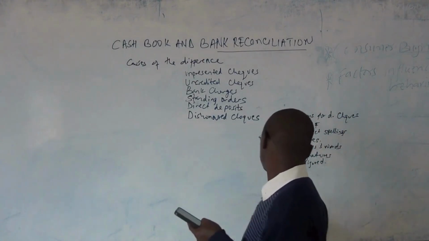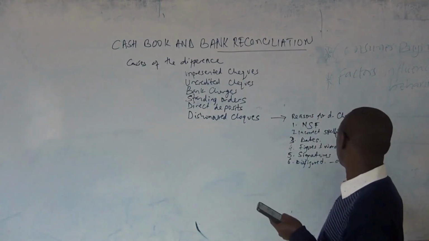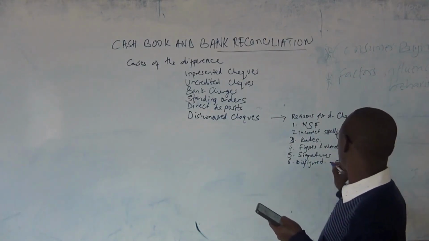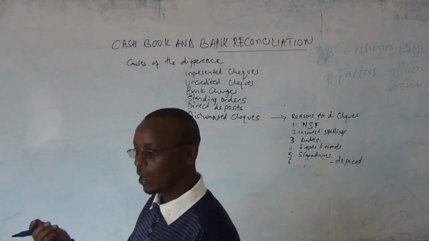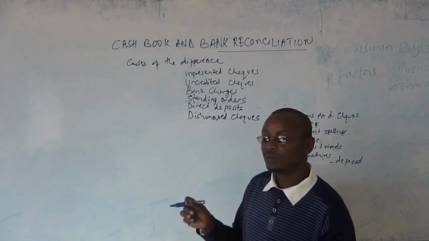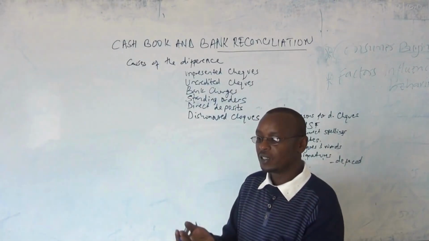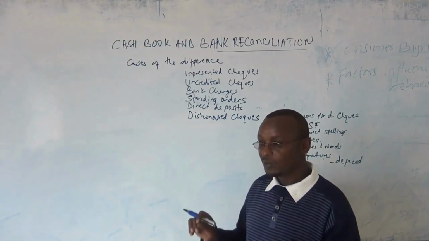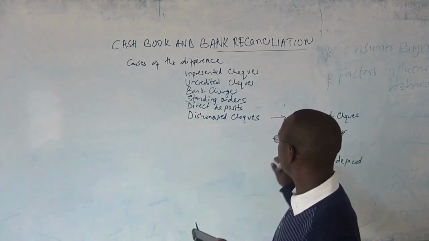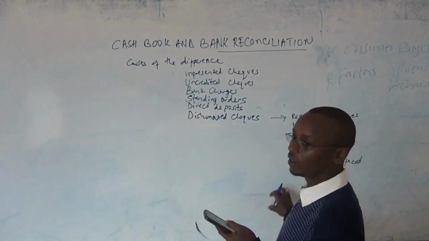Yeah, it is defaced. We call it defaced. So ukipewa check, you should not wrap it vibaya. Kitambo tutakuwa tunaikunja even once. Nowadays they accept it ikikunja once. The other time ilikuwa inaenda ikiwa straight. Those are the reasons for dishonored checks.